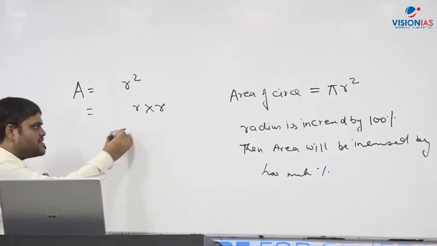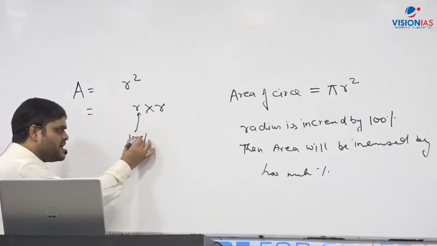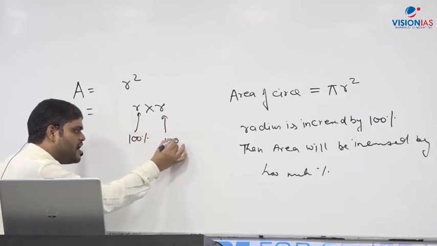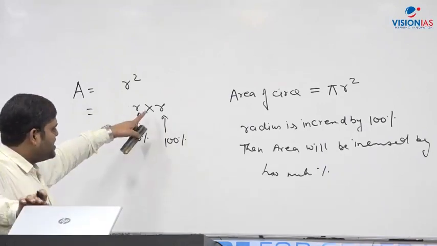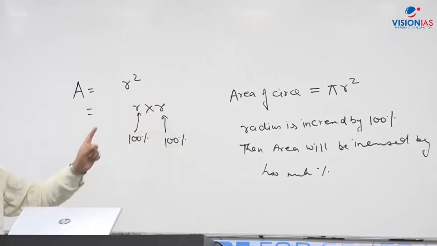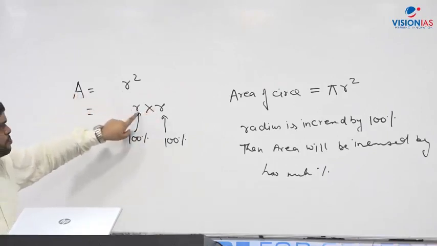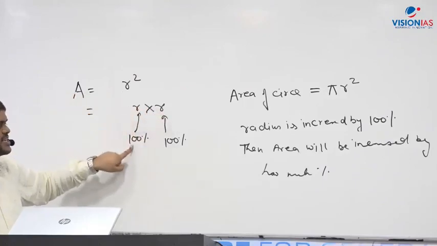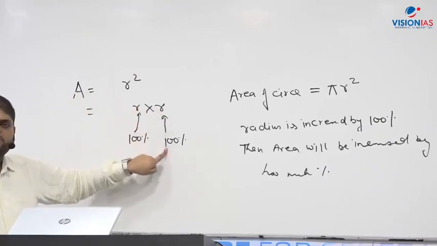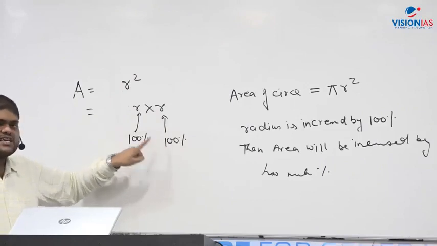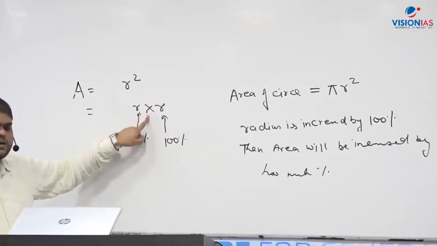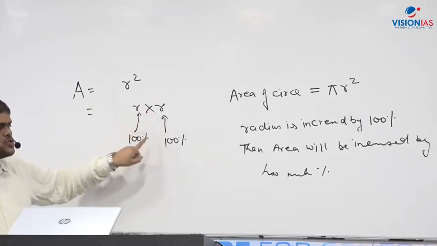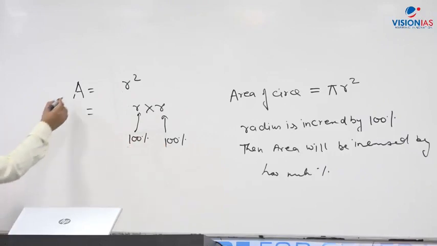So we know that there is an increment of 100% here and an increment of 100% here. This is simply A is equal to B into C, where B is increased by 100% and C is increased by 100%. So we know this is the case of successive increment or decrement, because two things are in multiplication. Increment is going on, so this is the case of increment.